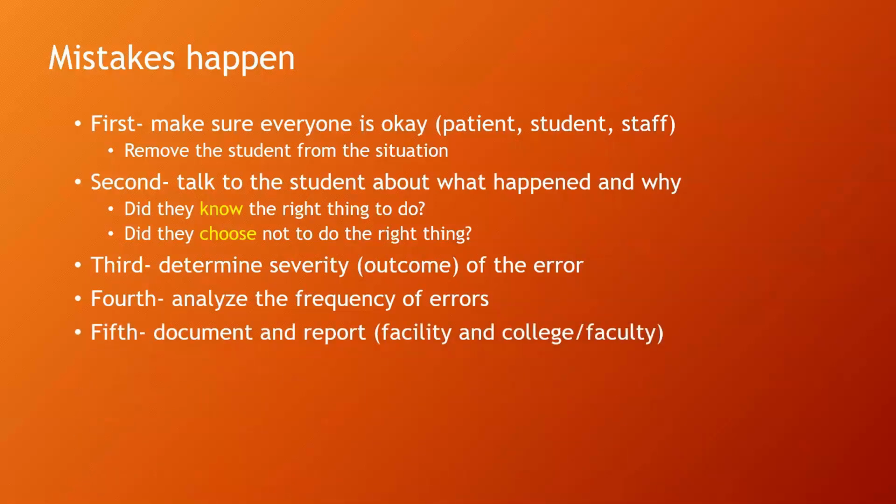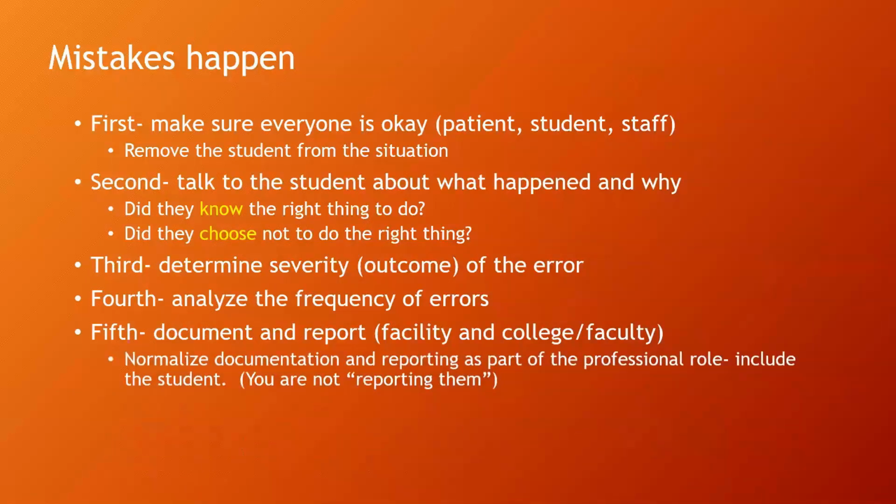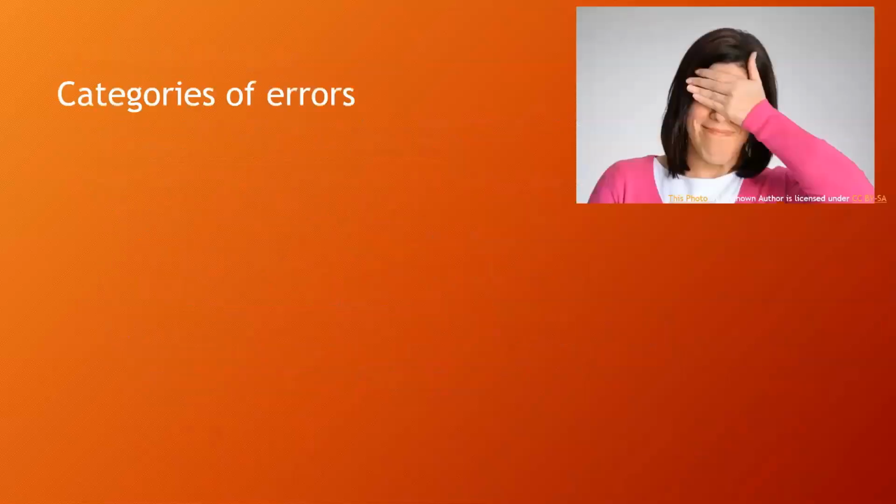And finally, the last thing is to document and report, both your facility's reporting structure and the college's reporting structure, which usually includes the faculty. It is really important at this point that you normalize this documentation and reporting as part of the professional role. Make sure to include the student. You are not reporting them. You're reporting all the aspects that led up to this error. Sometimes it's about them and sometimes it's about the system, as we're going to look at.